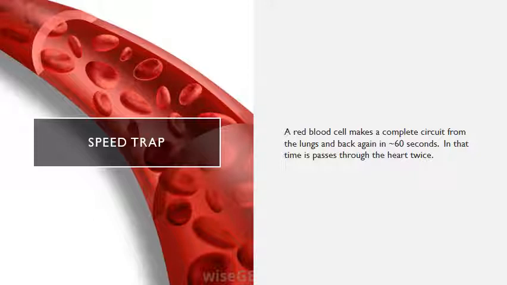Typically, they're going to make a complete circuit of the whole body in about a minute. So one blood cell goes from the heart to the lungs, from the lungs to the heart, out to the cells, back to the heart, then to the lungs. About a minute to do that.